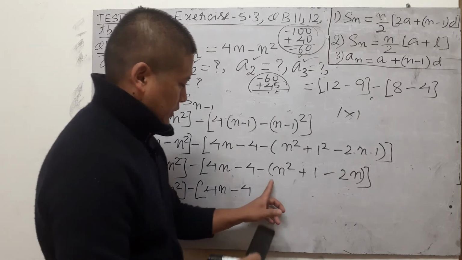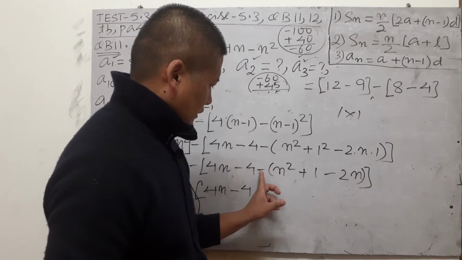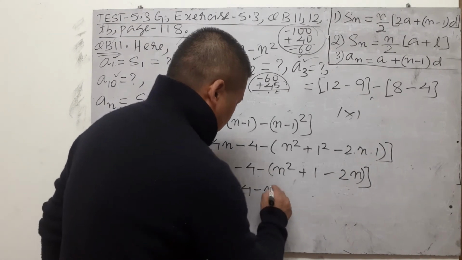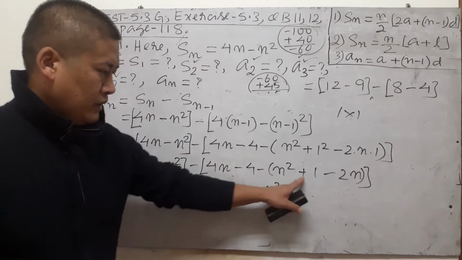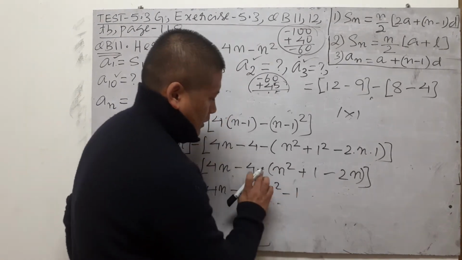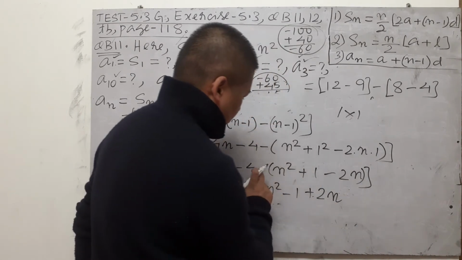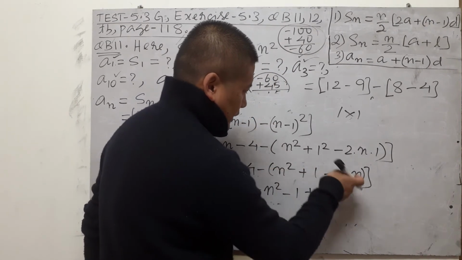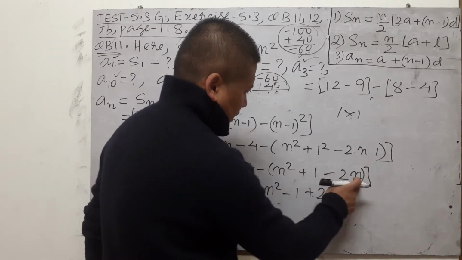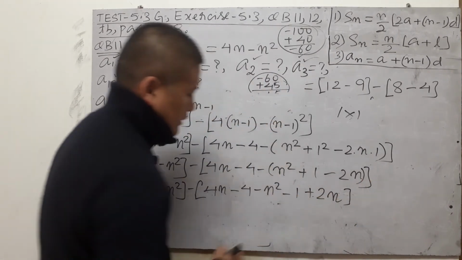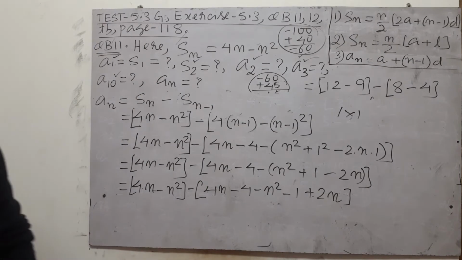Now we can remove this bracket by multiplying the outside to the inside. So minus in the plus, minus n square. Minus in the plus, minus 1. Minus in the minus is plus 2n. Since you multiply the outside to all these three terms inside this bracket, the first bracket will be removed and then the square bracket is still there. Now I think we can deal with this part here.